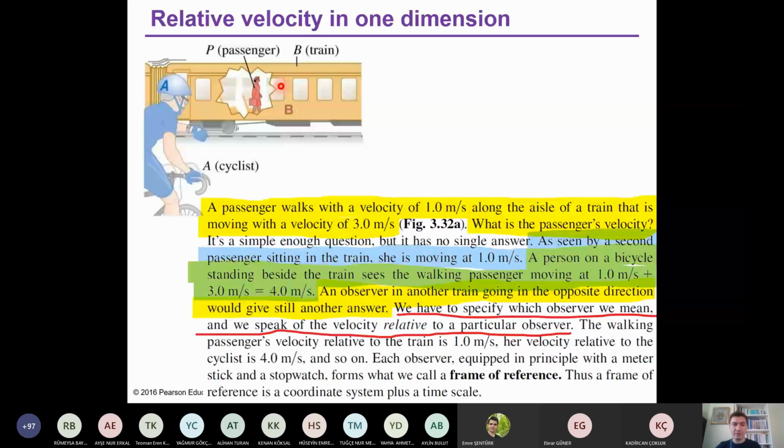Each observer, for example, the cyclist here, an observer equipped in principle with a meter stick and a stopwatch, forms what we call a frame of reference. So if the observer is a cyclist, then this has a certain frame of reference. If the observer is the train, then this has a certain frame of reference. Do we have any question related to this part? I will continue with examples.